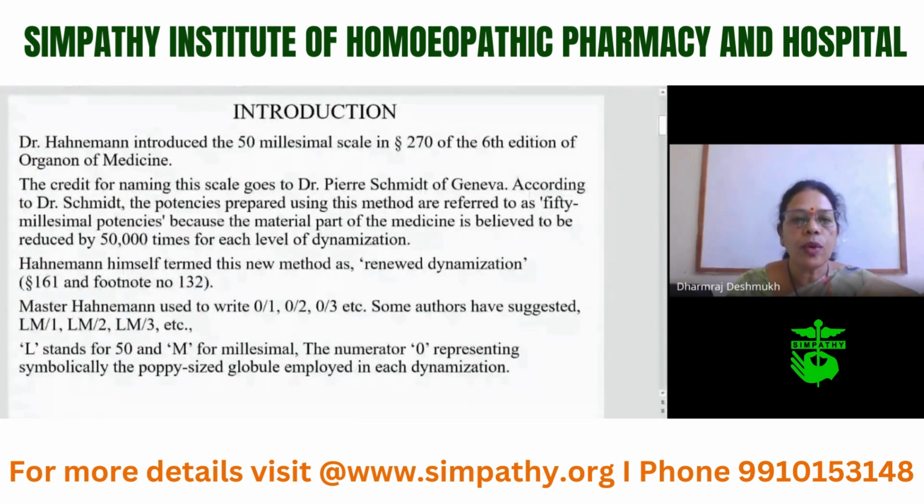When you add this, first you have to add 400 parts of purified water and shake it vigorously so that whatever one part of 3C potency you have added gets dissolved, and then 100 parts of alcohol, and then we have to succuss it. And that will be the mother tincture of the 50 millesimal scale. Now, from this mother tincture, we are going to prepare the first potency, that is 0/1.